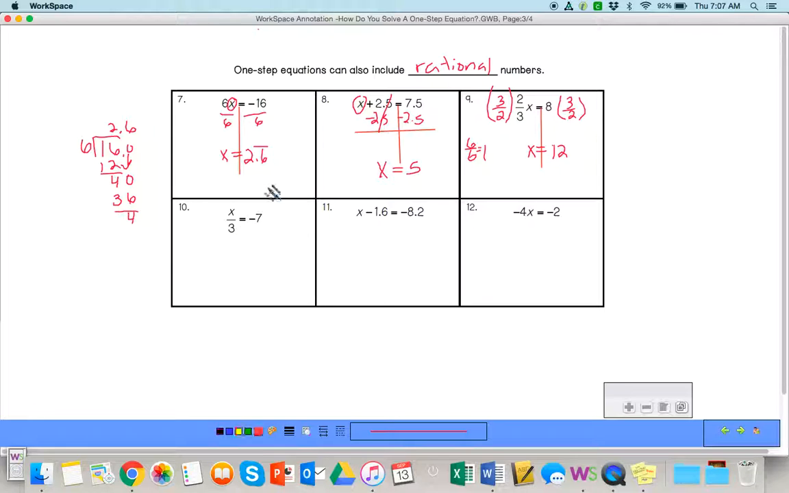And then the last 3. So again, we are dividing by 3, which is like dividing by 1/3. So to undo dividing, we're going to multiply. And we get x equals negative 21.